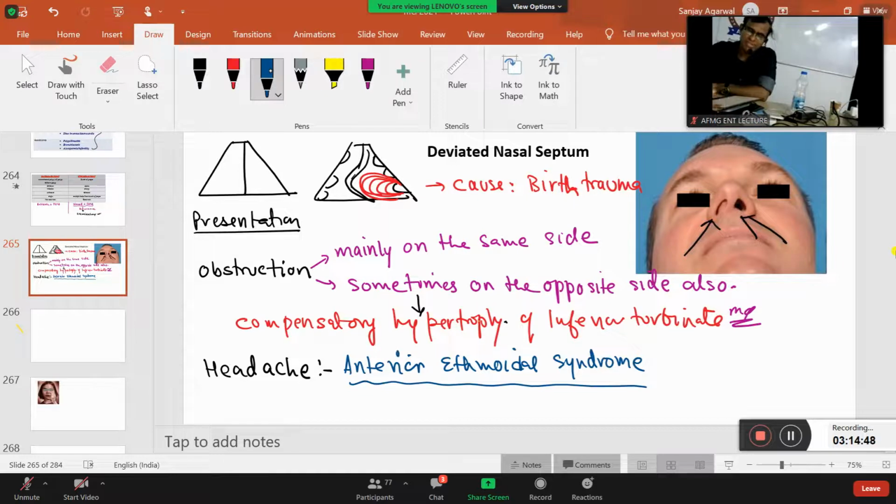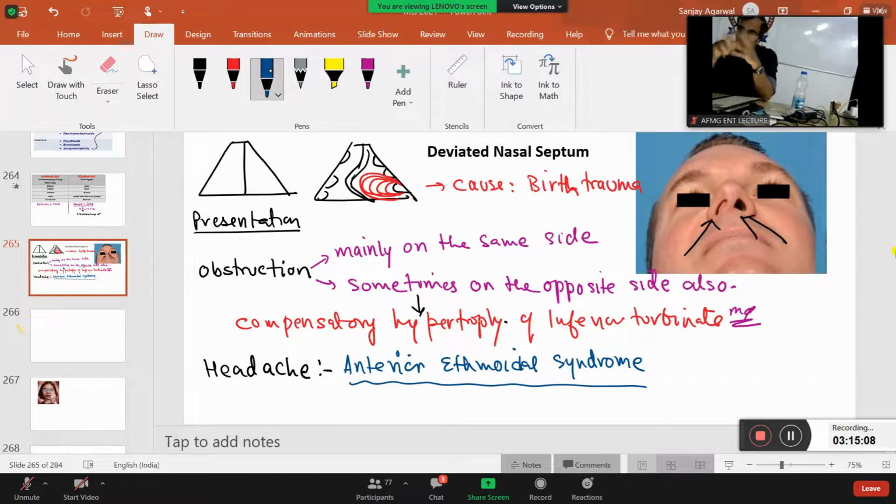This pain is called anterior ethmoidal syndrome. So if I ask what is anterior ethmoidal syndrome, you say it is a headache in DNS due to the anterior ethmoidal nerve. So it is referred pain in the head in a DNS due to the nerve called anterior ethmoidal nerve. उसे nerve के नाम से इसको anterior ethmoidal syndrome के नाम देते हैं.